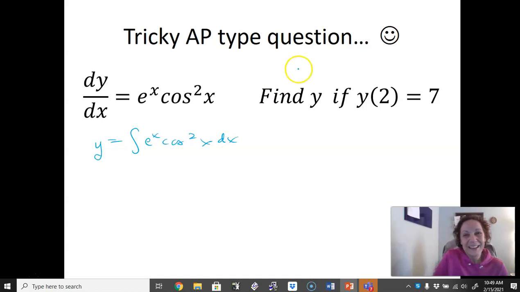Okay, here's what I want. I need to adjust this expression so that when I take its derivative and plug in a 2, I get a 7. That's what I need, right? I need to take the derivative of this integral, fundamental theorem, and when I plug in a 2 to my derivative, I need to get a 7.